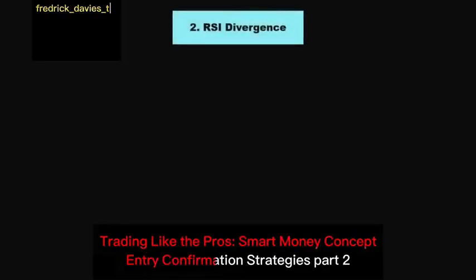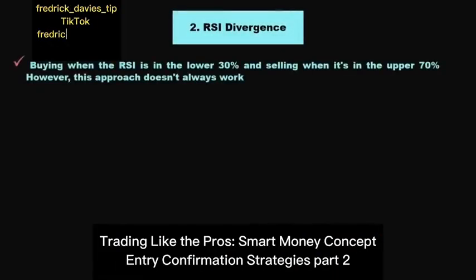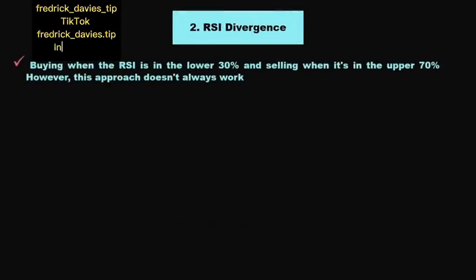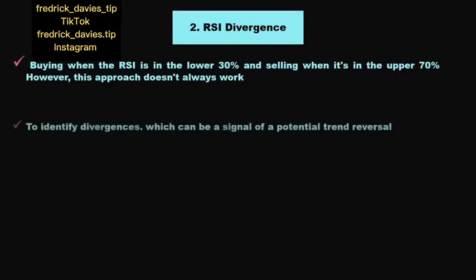When people hear about RSI, they often associate it with the retail trading strategy of buying when the RSI is in the lower 30% and selling when it's in the upper 70%. However, this approach doesn't always work. Instead, I use RSI to identify divergences, which can be a signal of a potential trend reversal.